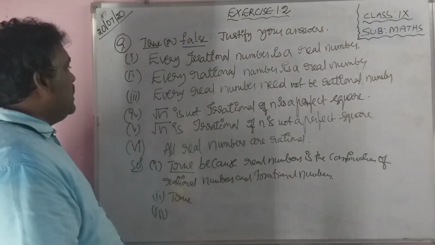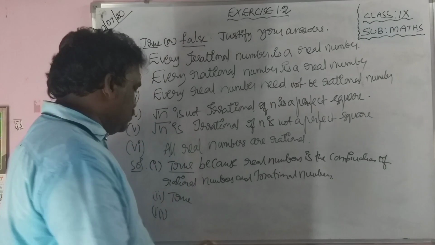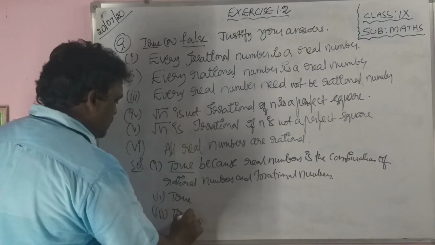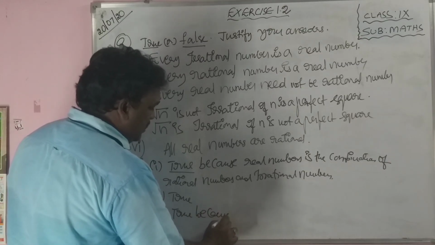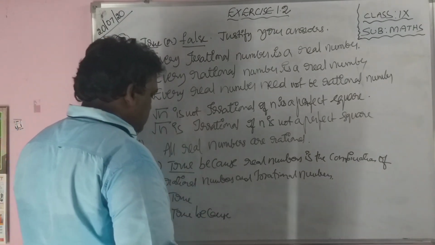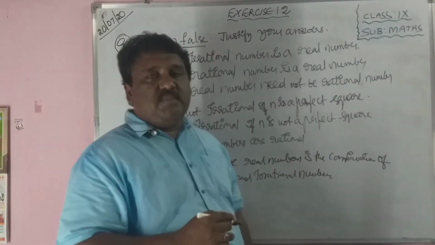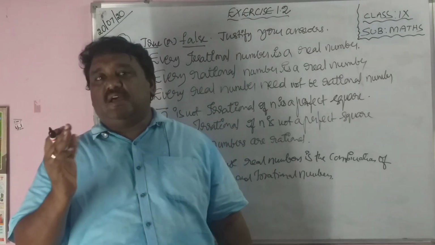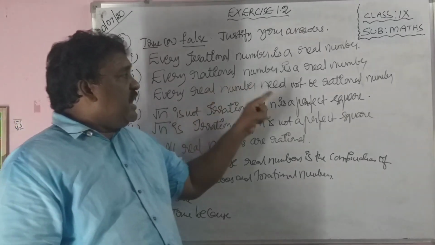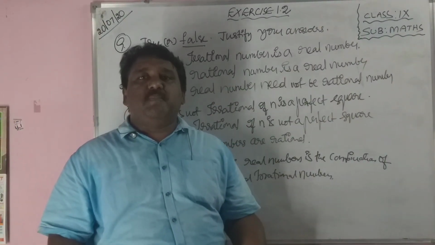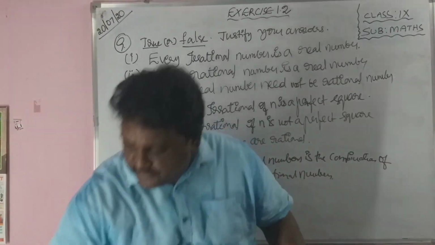Third one. Every real number need not be a rational number. Yes, it is true. True because same reason, real numbers is the combination of rational numbers and irrational numbers. So what is the third one? Every real number need not be a rational number. True. It may be an irrational number. Okay? Write three answers first.